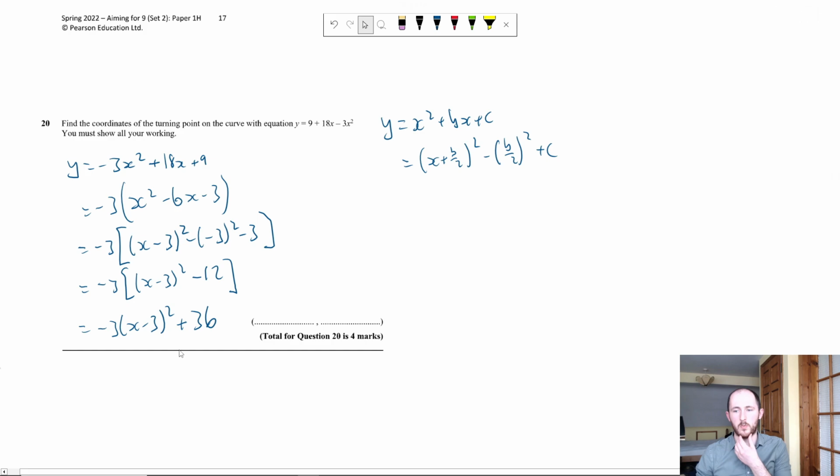Now, to actually get the coordinates of the turning point is really, really easy. You take the number on the inside of the brackets and you flip its sign. So it goes from minus 3 to plus 3, and then you just take this value and you shove it on the end. Plus, minus, doesn't matter.